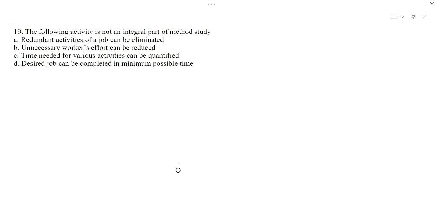Okay, so the next question is, the following activity is not an integral part of method study. Now, we know that work study includes two broad techniques, method study and work measurement.